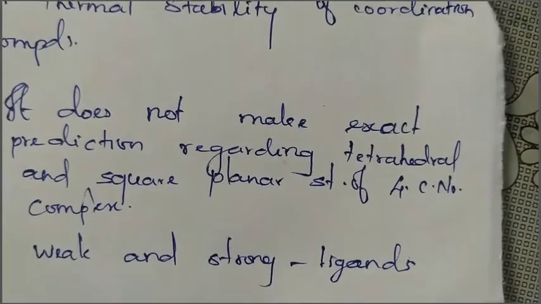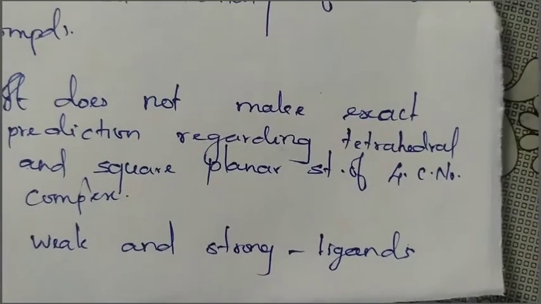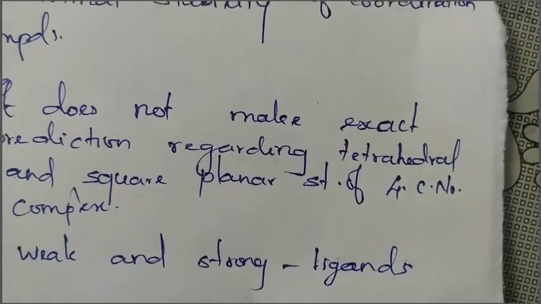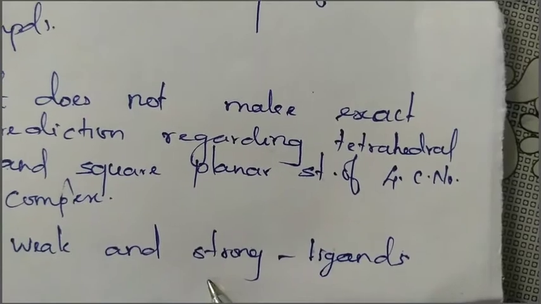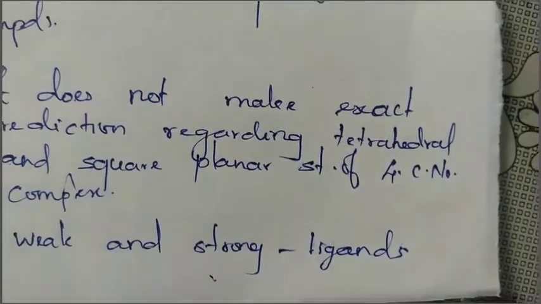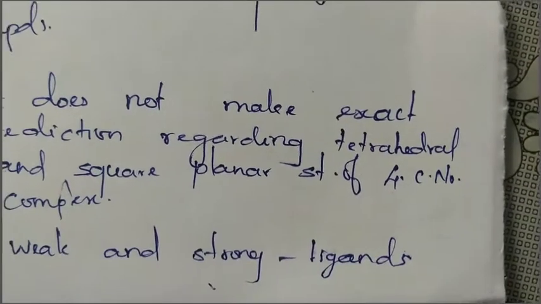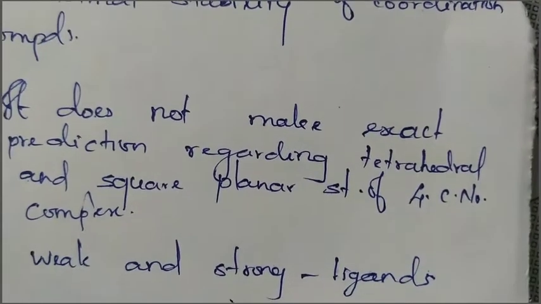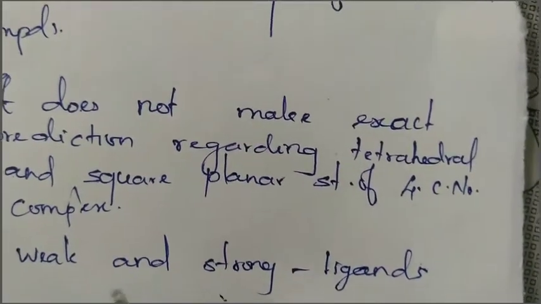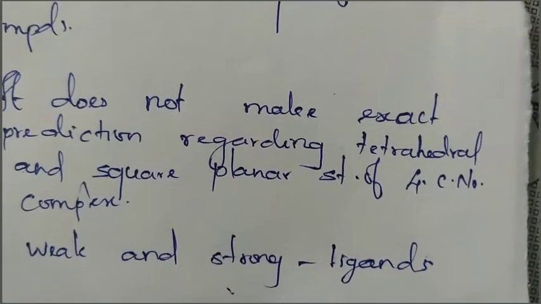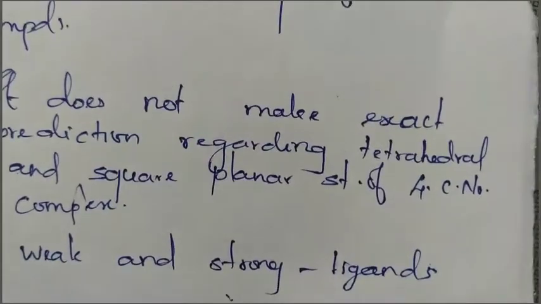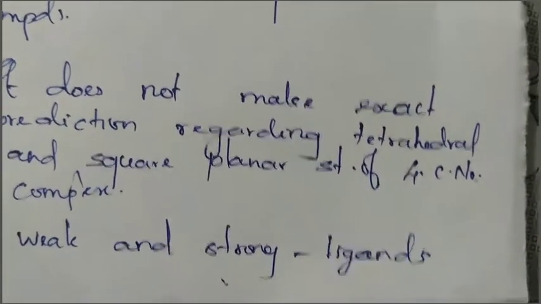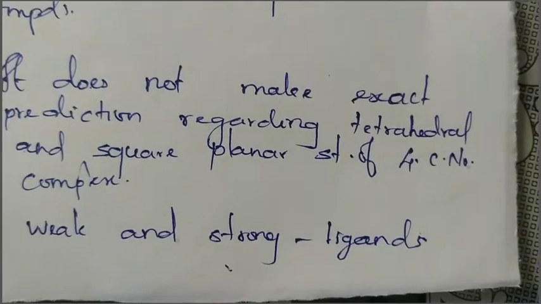And also, in valence bond theory, we are saying if the ligand is weak, then no pairing takes place. If the ligand is strong, pairing takes place. But whether the ligand is weak or strong, we can identify only from the spectrochemical series. The spectrochemical series belongs to crystal field theory. So valence bond theory does not give any idea regarding weak field and strong field ligands, or otherwise, it does not distinguish the ligands into weak and strong. These are some of the limitations of valence bond theory.